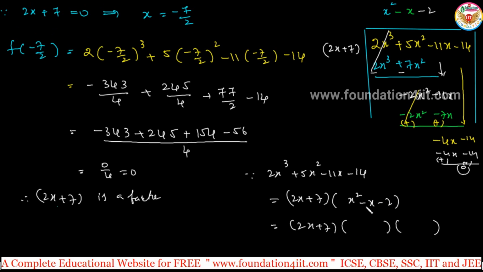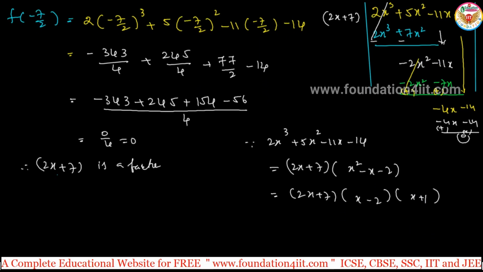You can factorize this, x square minus x minus 2. If you factorize, you'll get x minus 2 and x plus 1. The full factorization I'm not showing, you already know how to factorize, you can do it. Now these three are the factors of this. Right, this is one type.